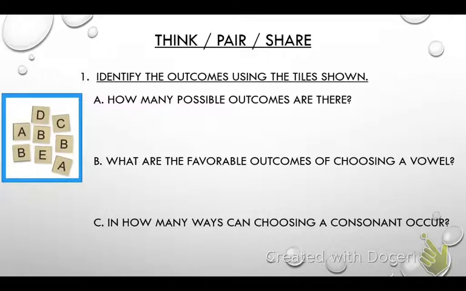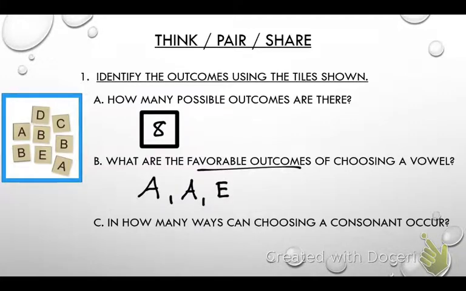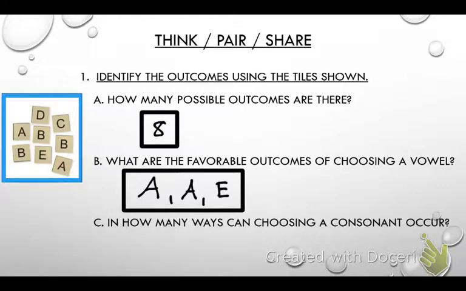First one, how many possible outcomes are there? What was that, guys? 8. How'd you find that? All right, when you look over here, there are 8 tiles in our box. What are, not how many are there, but what are the favorable outcomes? Once again, not how many are there. What are they? A. What else? A, another A, and E. Remember, whenever it says favorable outcomes, I want to know what specifically are the ones that are favorable. So if you just put 3, erase it, and fix it, please.